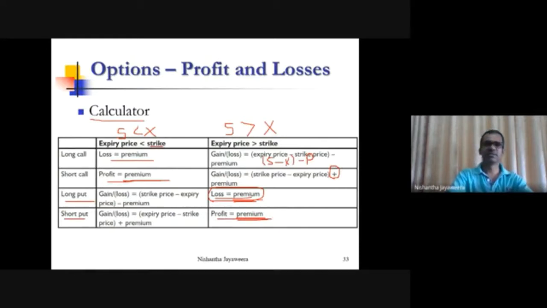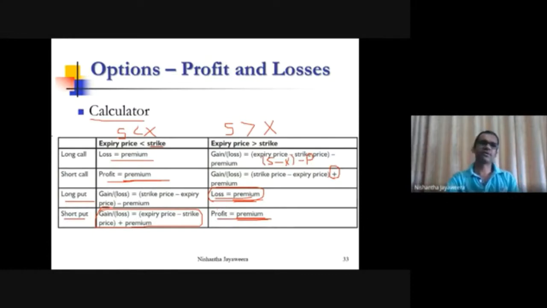So same thing here. When the spot price is less than the strike price, the option buyer would exercise his right. Whatever the gain for the option buyer becomes the loss to the option seller.